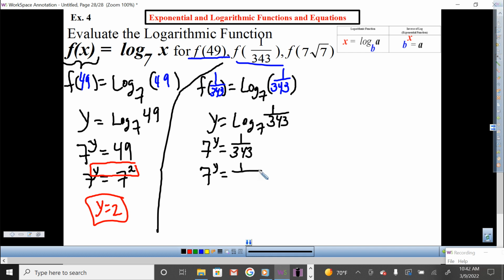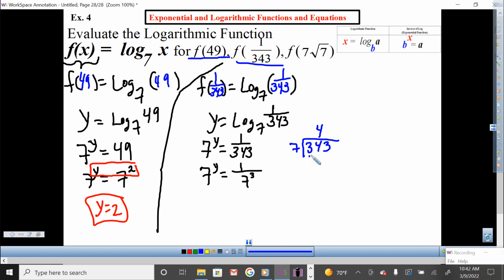7^y equals 1 over 7 to the 3rd. Let's go. How do you get that? Well, didn't I show you guys that you can take this 343 and divide it by the same base, which is 7? 7 times what gives us 34?